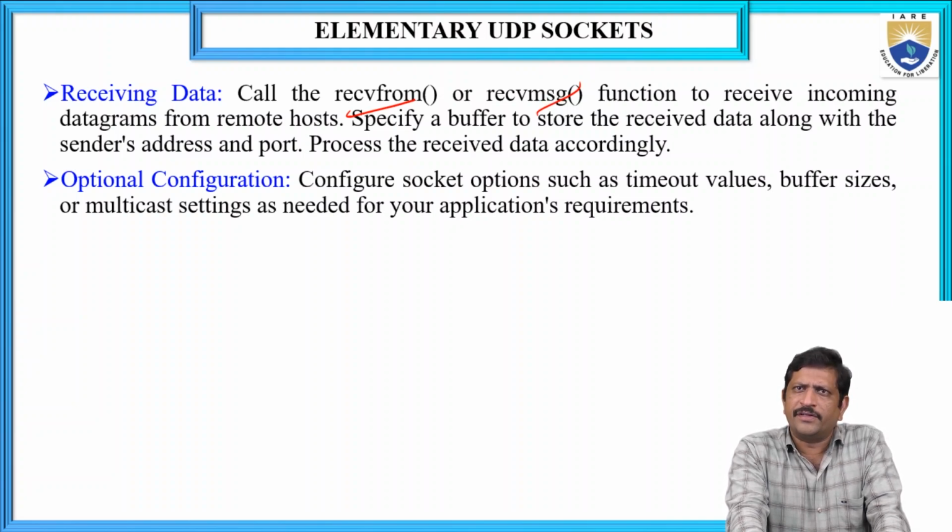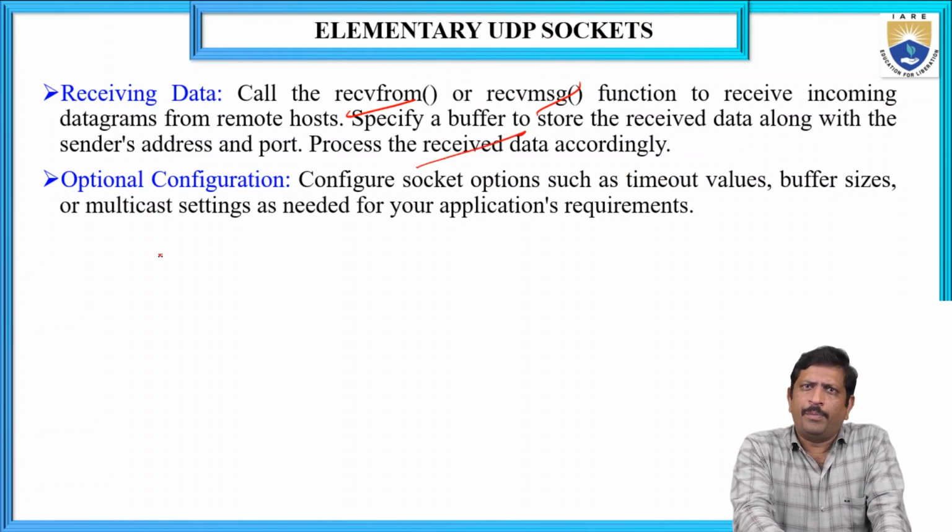What is the identification of the device? From which identification device can data be received or sent? So receive from and receive message are the functions for receiving incoming datagrams from a remote host. Specify a buffer to store the received data along with the sender address and port, and process the received data accordingly.